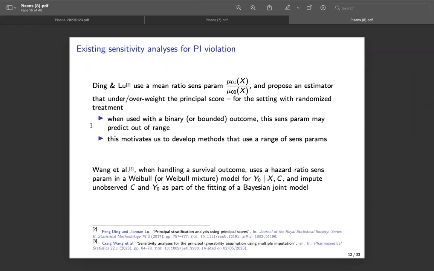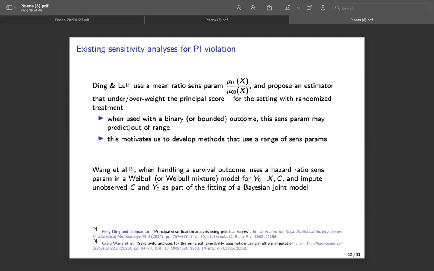So let's look quickly at the existing sensitivity analysis. And the most important one is this one. So Ding and Liu, in a huge paper that covers a lot of content, has a little piece that uses a mean ratio sensitivity parameter. So rather than assuming that these two means are the same, they assume that this ratio is equal to something that ranges on a plausible range. So this is the sensitivity parameter. And using that, they propose an estimator that modifies a weighting estimator. So this is the first sensitivity analysis that we know of.